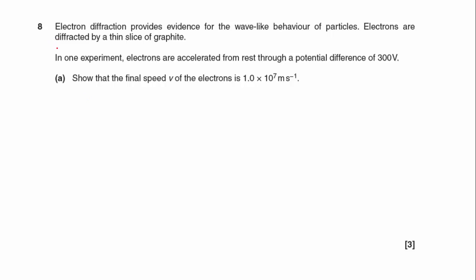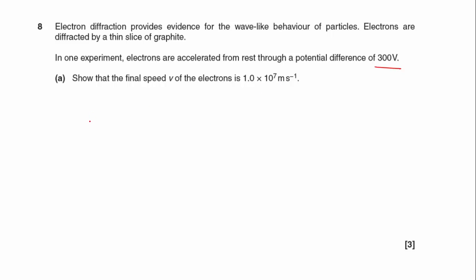So question 8. Electron diffraction provides evidence for the wave-like behaviour of particles. Electrons are diffracted by a thin slice of graphite. In one experiment, electrons are accelerated from rest through a potential difference of 300 volts, and we've got to show that the final speed v of the electrons is 1.0 times 10 to the 7 meters per second.